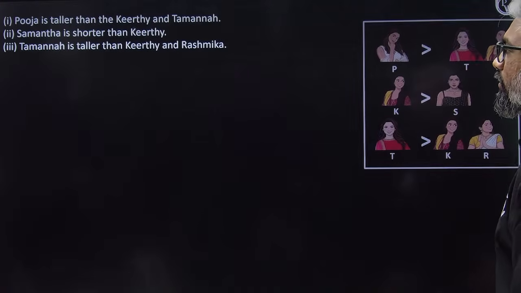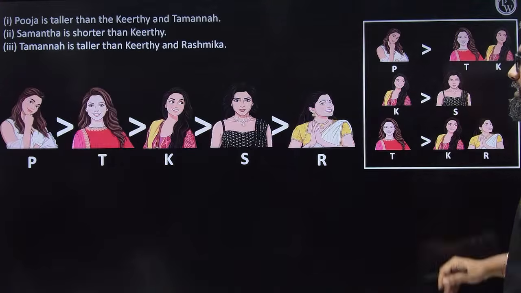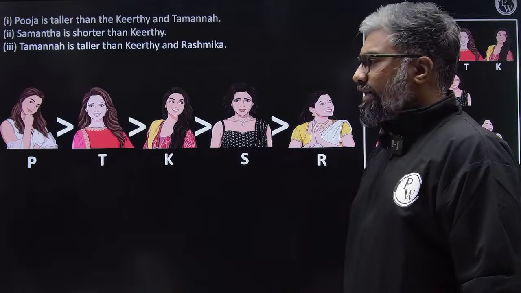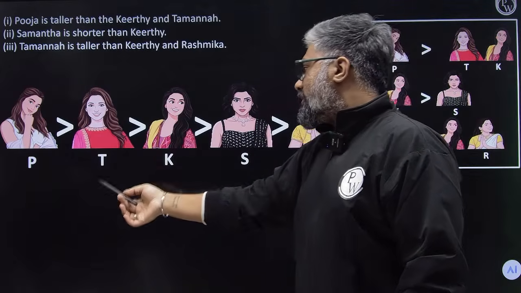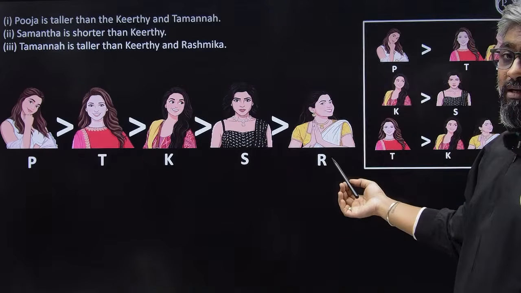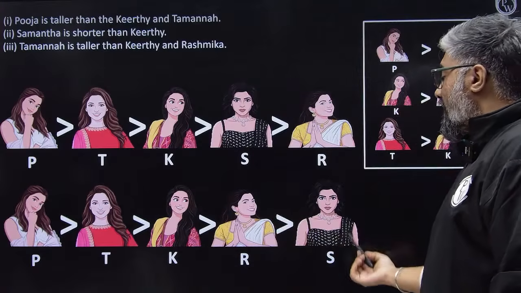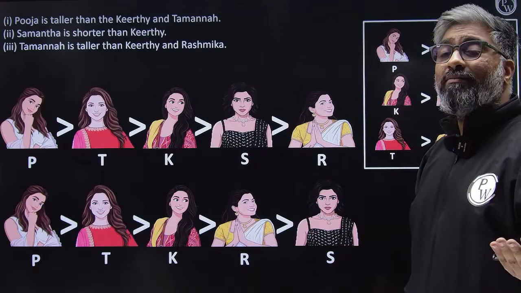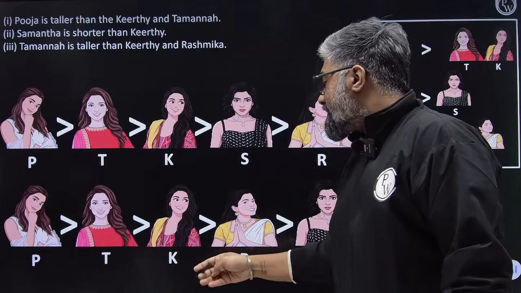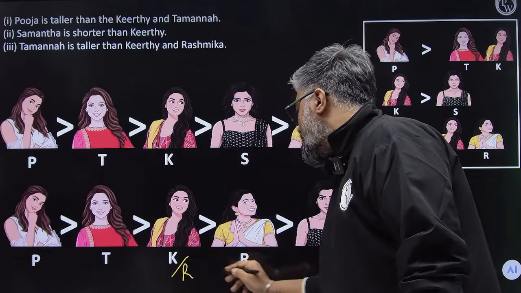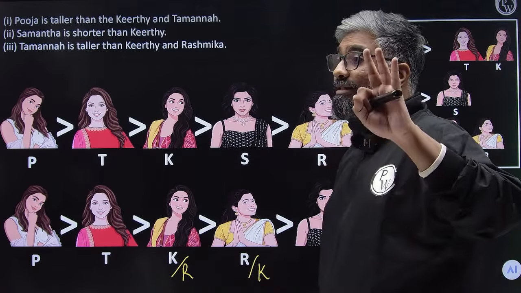Yes. So now if I were to combine all of this, I'd end up probably having 2 cases. One case where I have Pooja, Tamanna, Kirti, Samantha and Rashmika. Alternatively, I can have Pooja, Tamanna, Kirti, Rashmika and Samantha. I can also have a third case where Rashmika is placed between Tamanna and Kirti. So there are technically 3 cases.